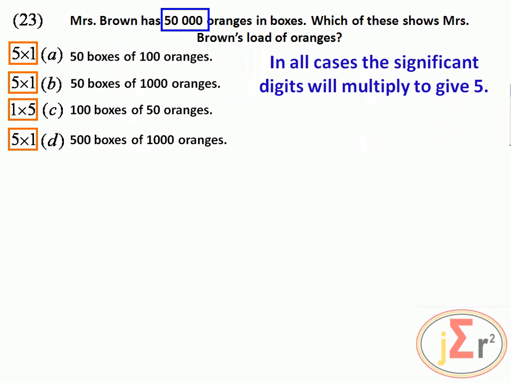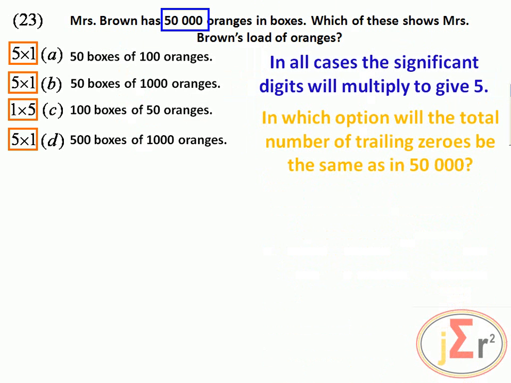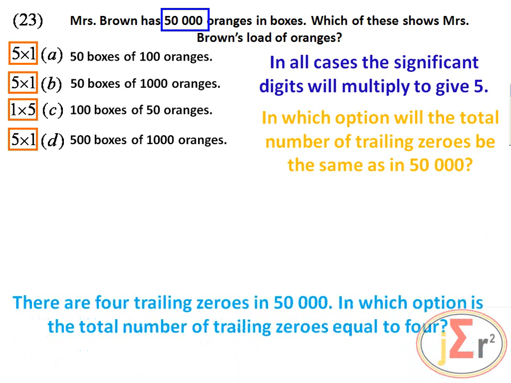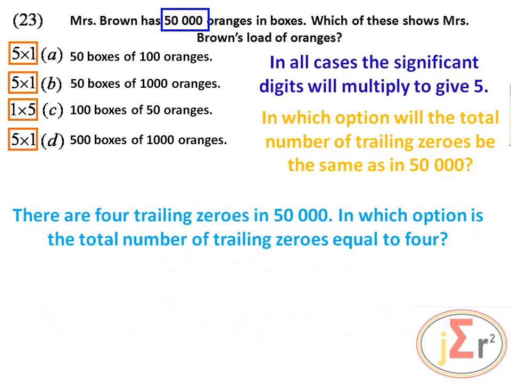But what do we want for our answer? 50,000. 50,000 contains how many trailing zeros? 4. Right. So in which option will the total number of trailing zeros be the same as in 50,000? Which one of those options will have the same number of trailing zeros as in 50,000? There are 4 trailing zeros in 50,000. In which option is the total number of trailing zeros equal to 4?